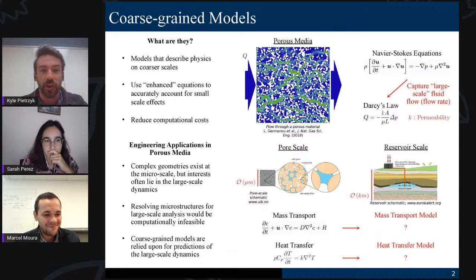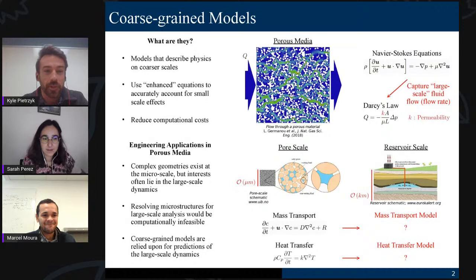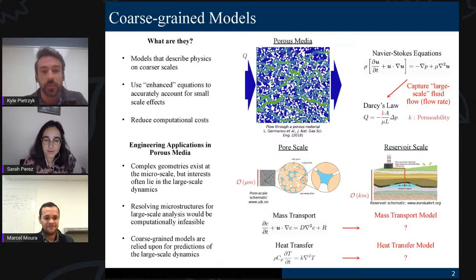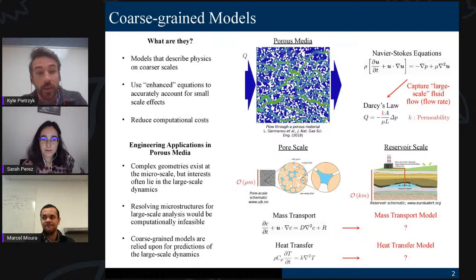So basically, I wanted to start by talking about coarse grain models. Coarse grain models describe physics on coarser scales, and they do this by using enhanced equations and parameters in order to account for small scale effects. For example, if I want to know the flow rate through a porous medium, I could resolve the flow field using the Navier-Stokes equation and then average the solution.